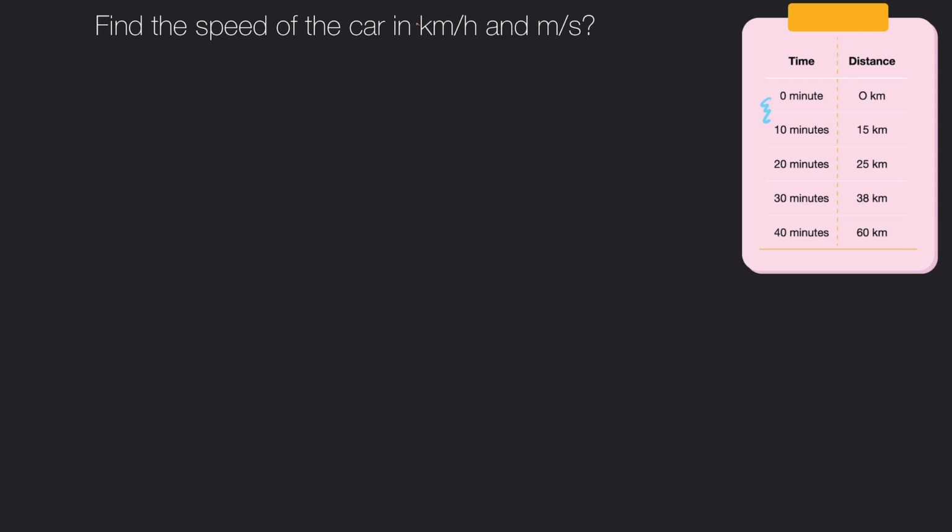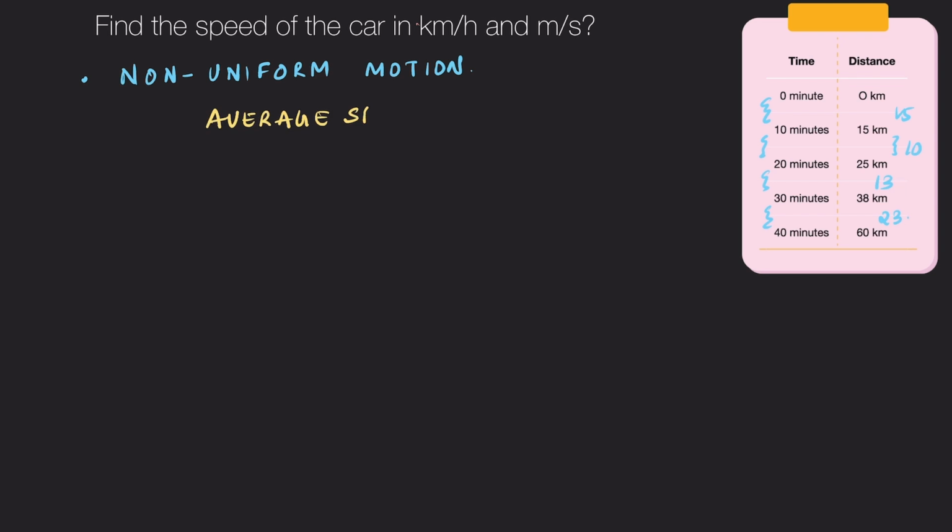From the table, we see in the first 10 minutes, the car travels 15 kilometers. In the next 10 minutes, it travels 10 kilometers, then 13 kilometers, and finally 23 kilometers. So in each equal time interval of 10 minutes, the car is covering unequal distances. Remember, when a vehicle covers unequal distances in equal intervals of time, this is called non-uniform motion. Now, since the speed is changing, we can't just take one value, right? We need to calculate the average speed. So average speed is actually the total distance upon total time.